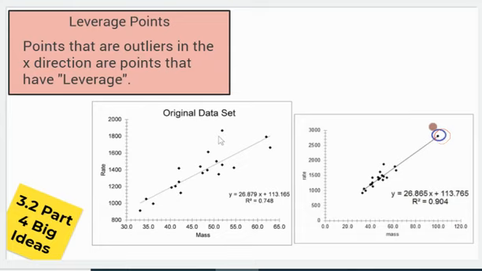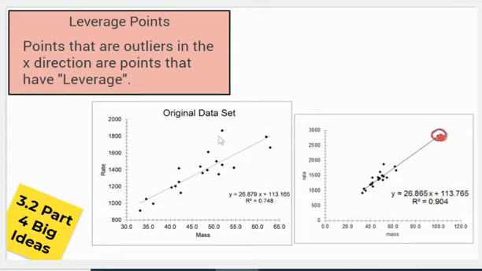So it has leverage. Now, if we had another point that was way down here, maybe in this spot, that would be another point that would be an outlier in the x direction, and it would have leverage. So that's a definition of a type of point that we need to learn about. So this entire lesson was about outliers and where they are and how do they change and affect this least squared regression line.